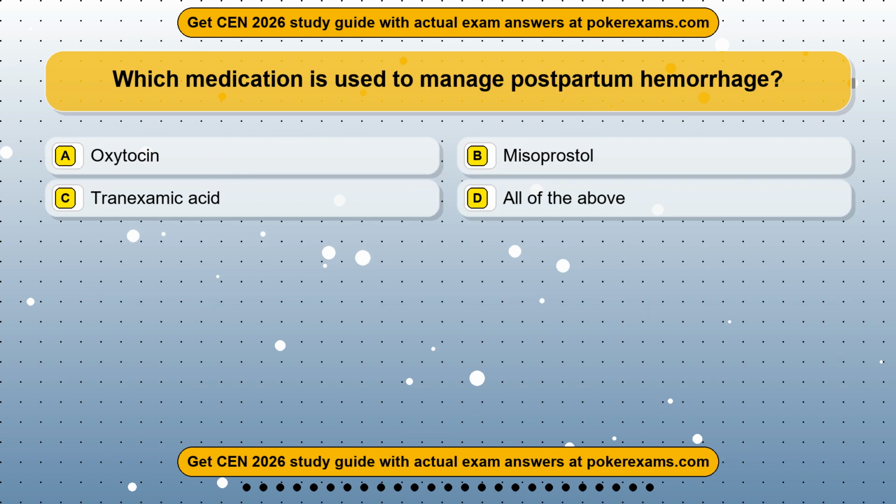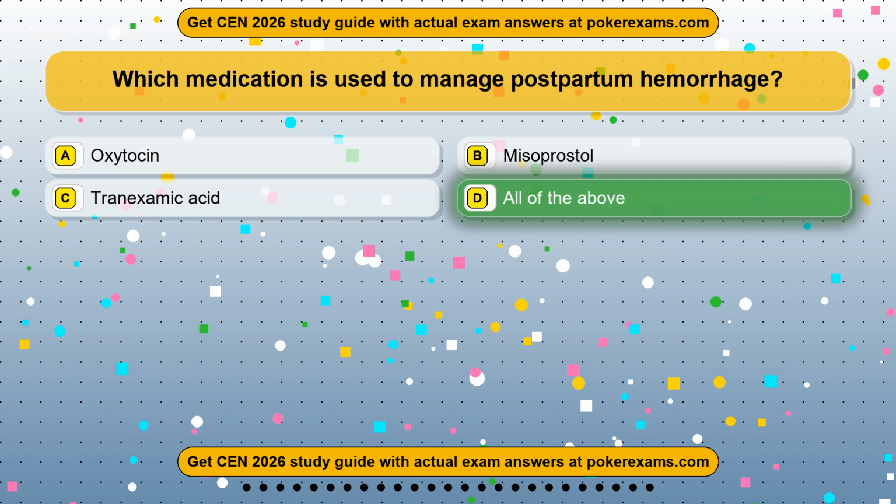Question 13. Which medication is used to manage postpartum hemorrhage? Option A. Oxytocin. Option B. Misoprostol. Option C. Tranexamic acid. Option D. All of the above. The correct answer is option D.